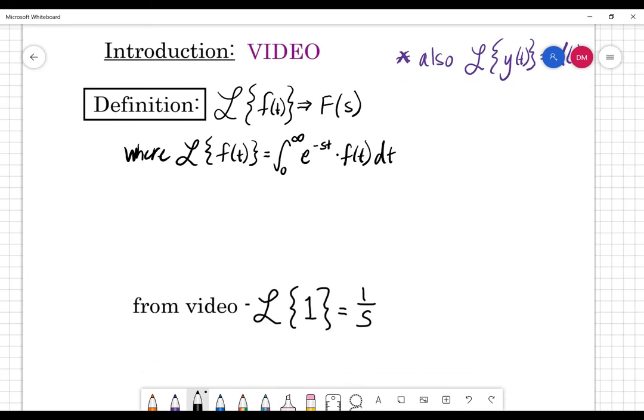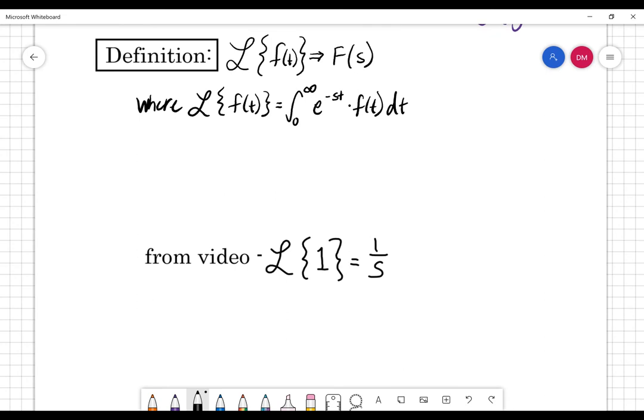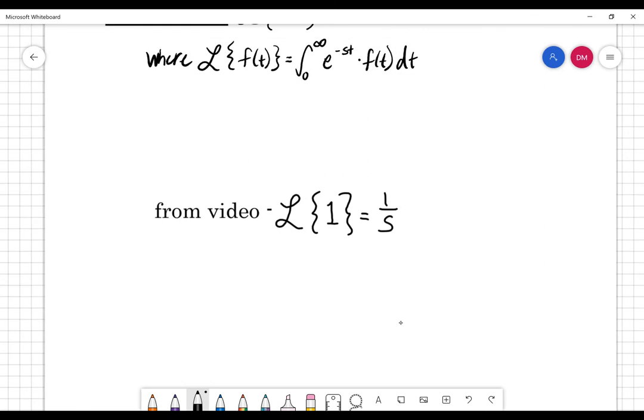The video does cover the Laplace of just the constant 1, and I do encourage you to watch that because we want to know what happens when we take the Laplace of constants for sure. But I am going to let you watch it for that one, and I'm going to go ahead and skip past it and do the Laplace of e to the alpha t. So looking at what happens when our function is e to the alpha t, using the definition, this is the improper integral from 0 to infinity of e to the negative st times e to the alpha t dt.